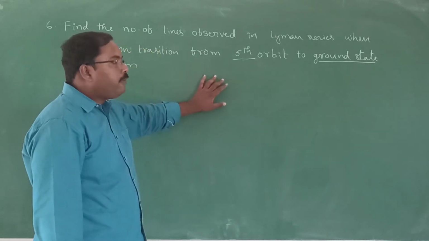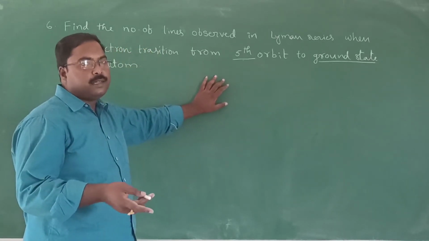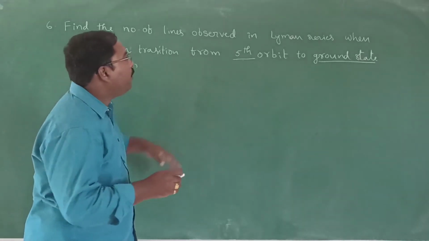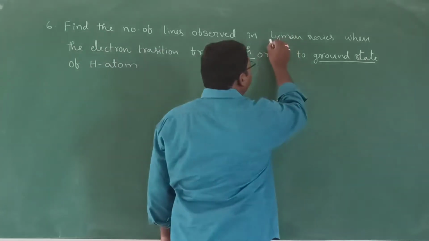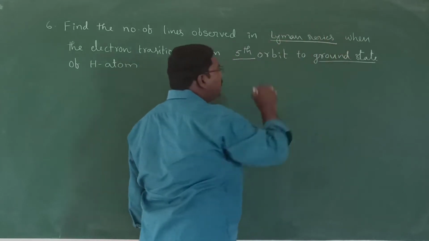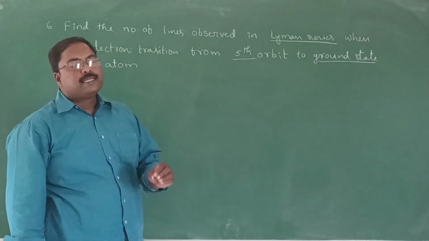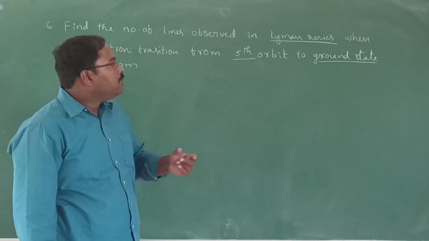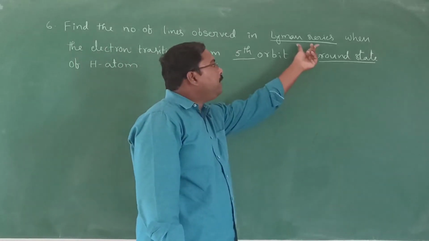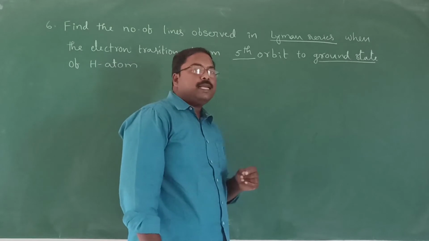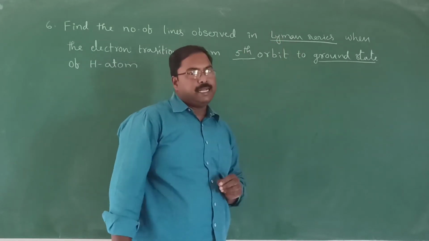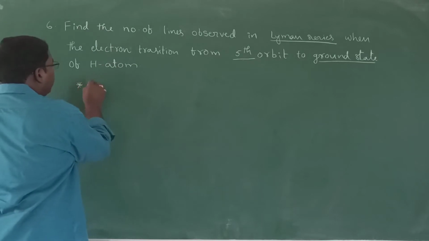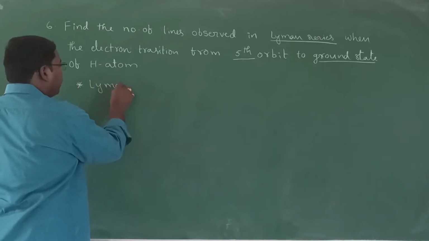But if they give 10 as an option, can we choose that? No, right? Why don't we choose 10? Because in this question, they are not asking us to calculate the total number of spectral lines. They are asking us only to calculate the number of spectral lines observed in the Lyman series. So what information do we know about the Lyman series?